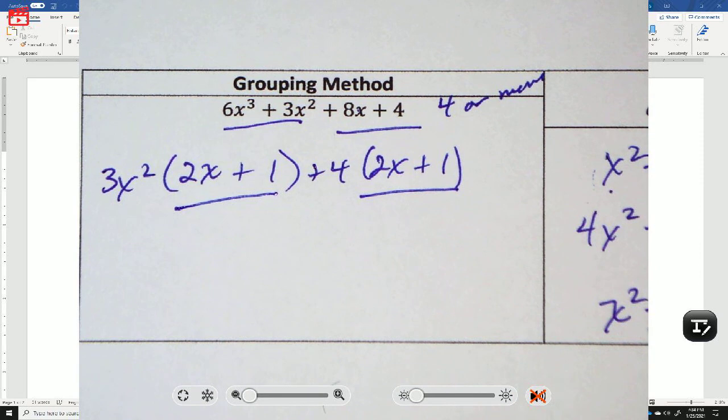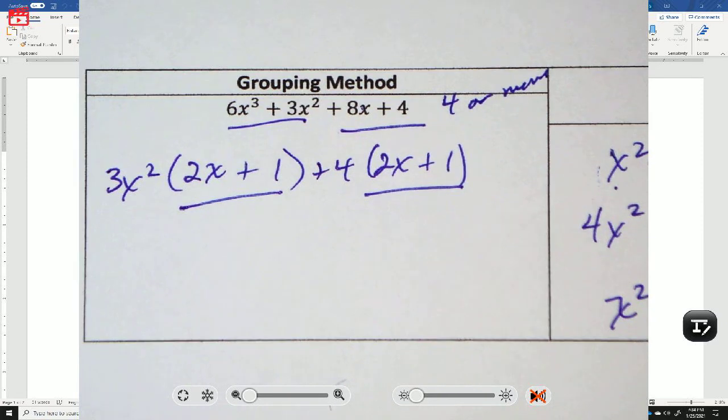If that did not happen, one of 2 things happened. Either you did something wrong, or you can't do this problem by grouping. For the next couple weeks, that's not going to come up. So all of these that look like this can be done by grouping. Alright. I'm not going to pull a fast one on you or something.